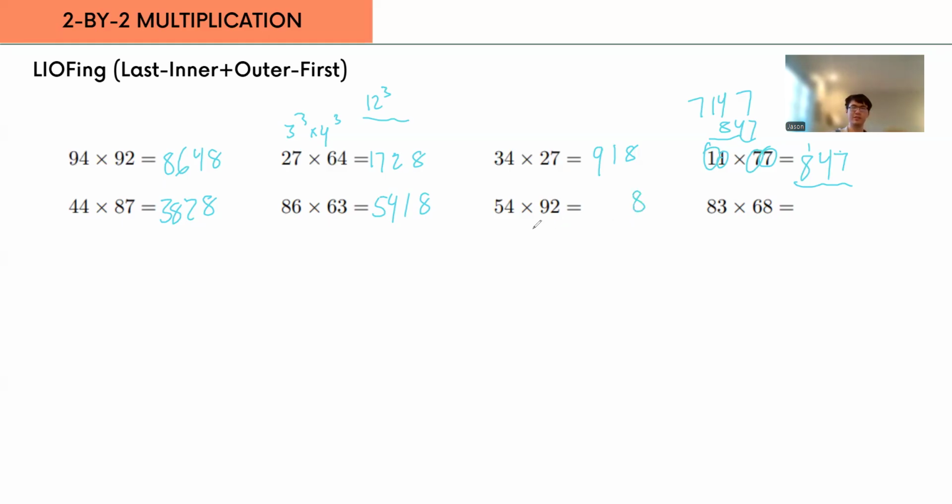Yeah, Ethan, that's correct now. This gives me 8. This gives me 36 plus 10, which is 46. So we have the 6, we carry over the 4. This one is 9 times 5, which is 45. So this is 4968. This one over here is 3 times 8, which is 24.